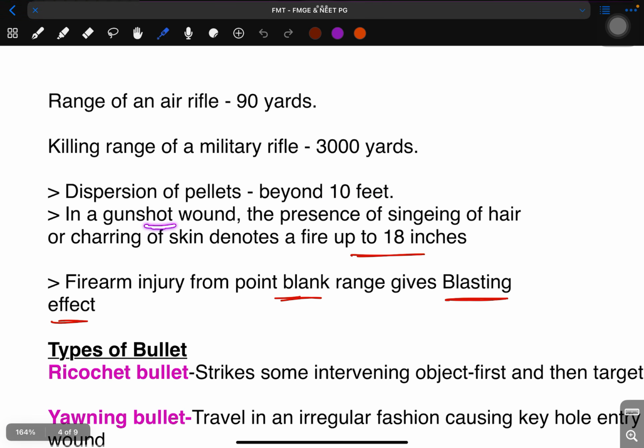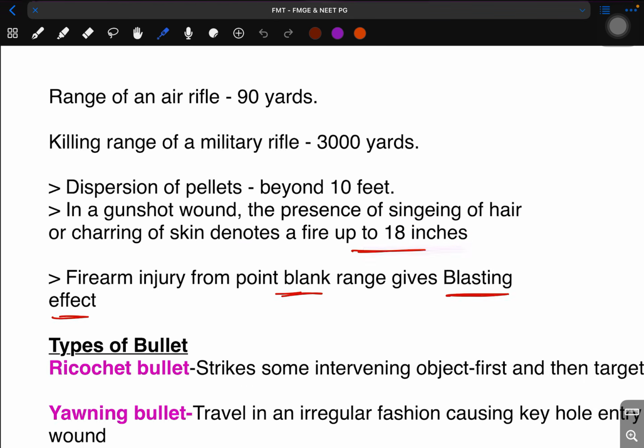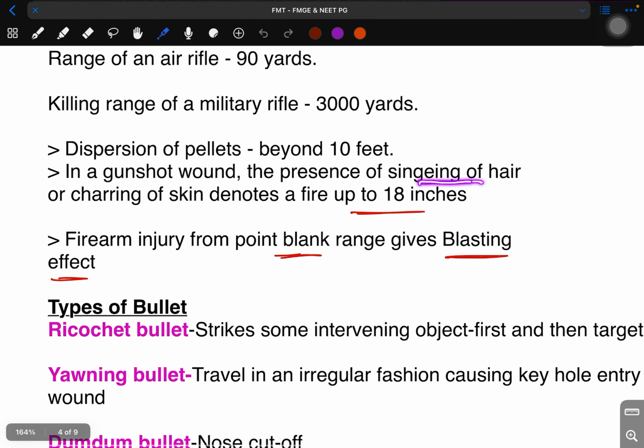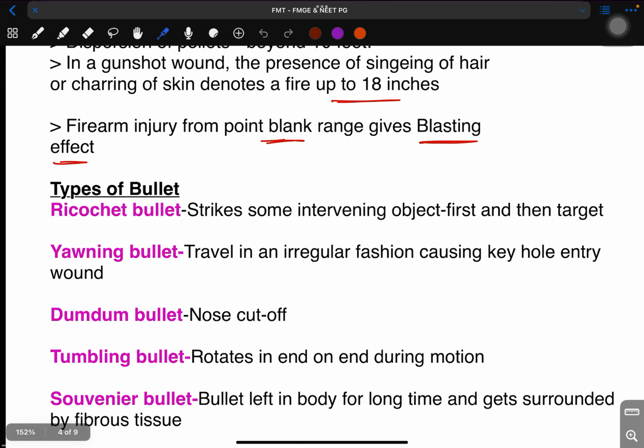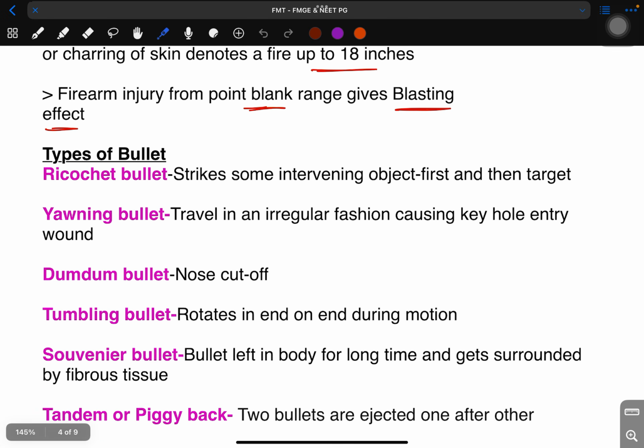In a gunshot wound, what is the presence of singeing of hair or charring of skin? What does it denote? It denotes that the bullet is fired from 18 inches. So it denotes the distance. These are the characteristics. If we fire from a point blank range, it will give blasting effect. Now coming to a very important topic, many questions can come.